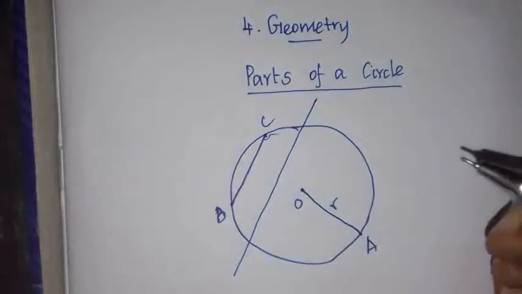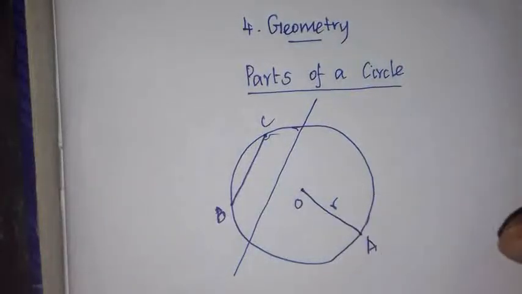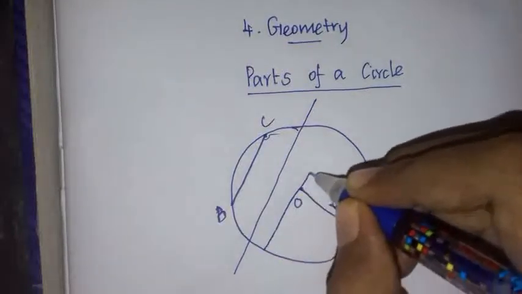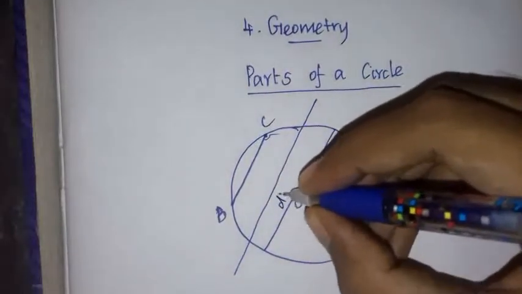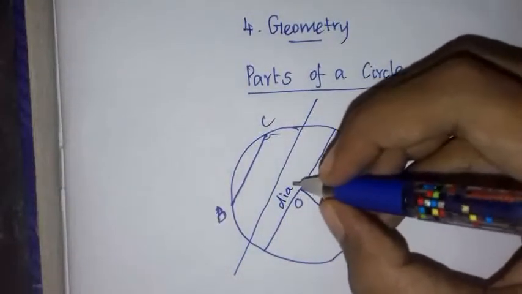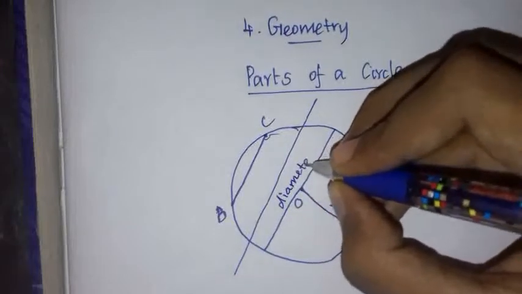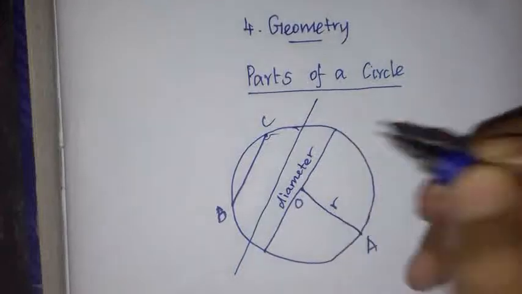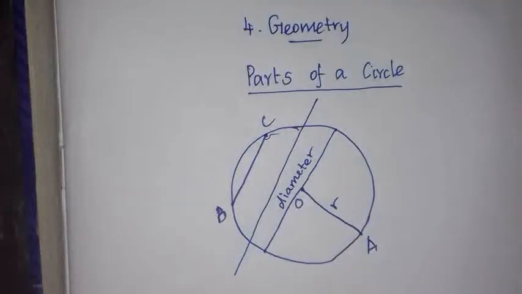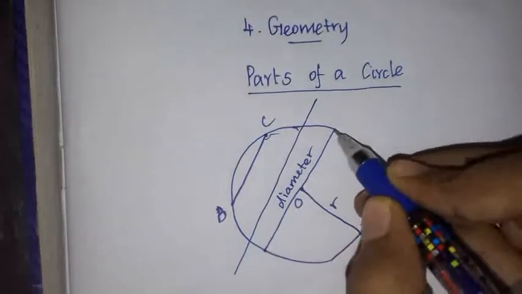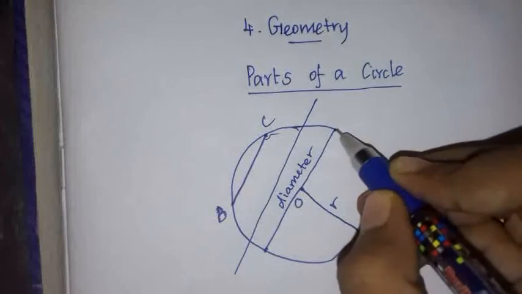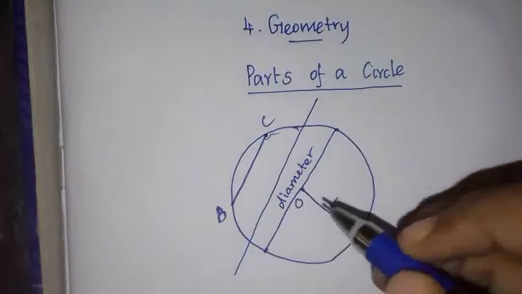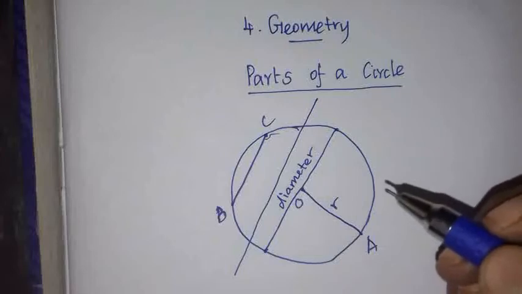Then, what is the diameter? Twice the radius is the diameter. That is, this is the diameter. Diameter is the longest chord. Why is it the longest chord? Because these 2 points lie on the circumference of the circle and it is the longest distance in this circle. So it is the longest chord.